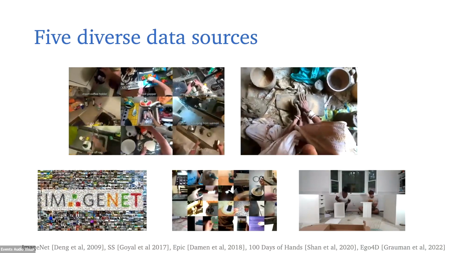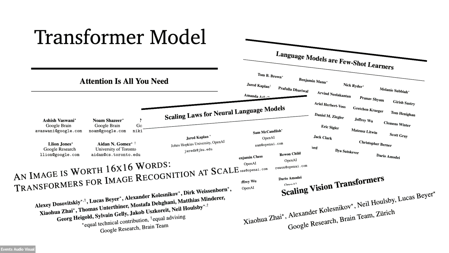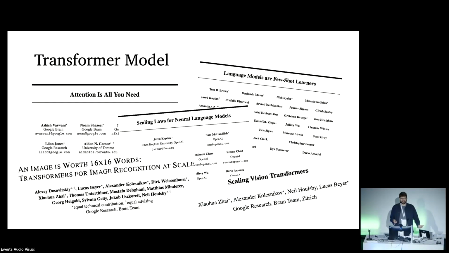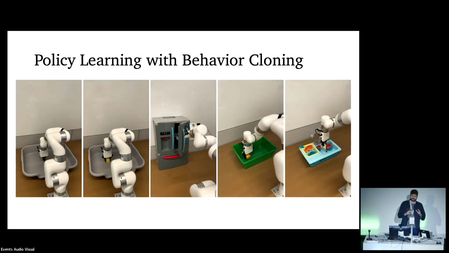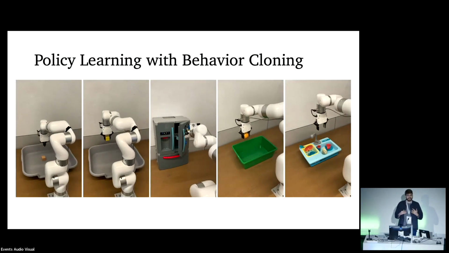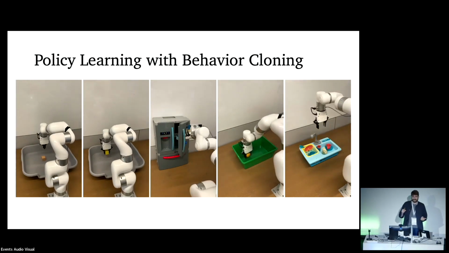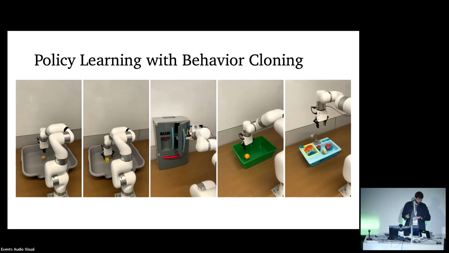Given the objective and the data, we also need an appropriate model that is able to consume this data. We use a transformer model that has been shown to be very successful in natural language processing and vision. Now that we have these representations, we want to learn policies that perform robotic tasks. We do that by learning a policy per task, providing a small number of demonstrations for behavior cloning.